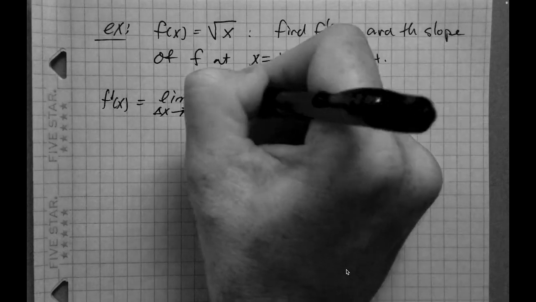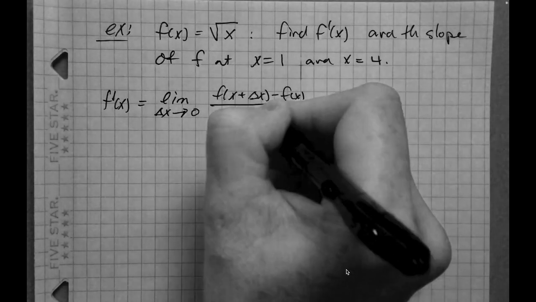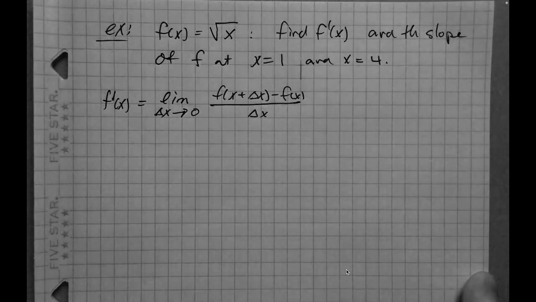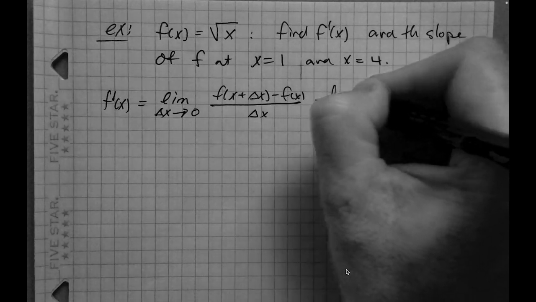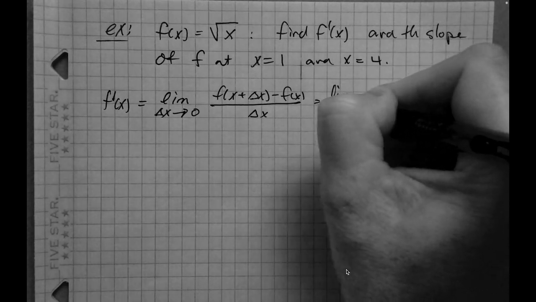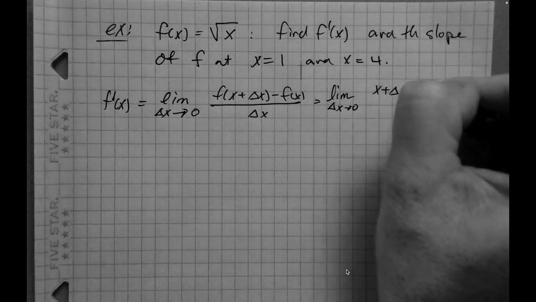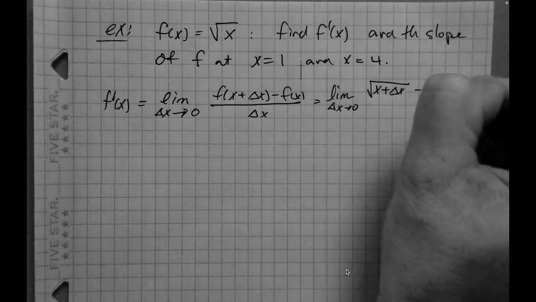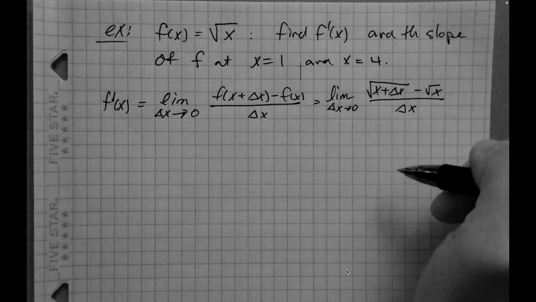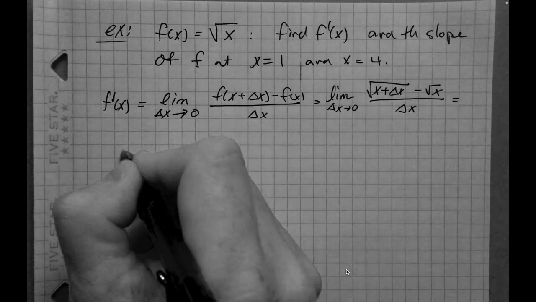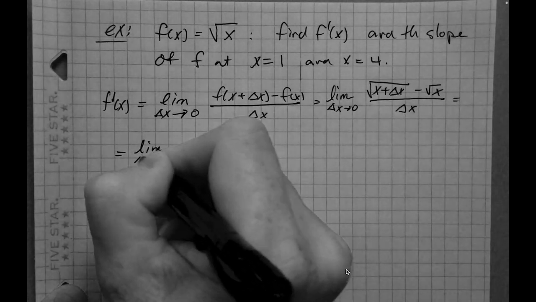Okay, so f of x plus delta x minus f of x, all divided by delta x. That's the definition of the derivative. Plugging in the specific function, we would have the square root of x plus delta x, minus the square root of x, divided by delta x.